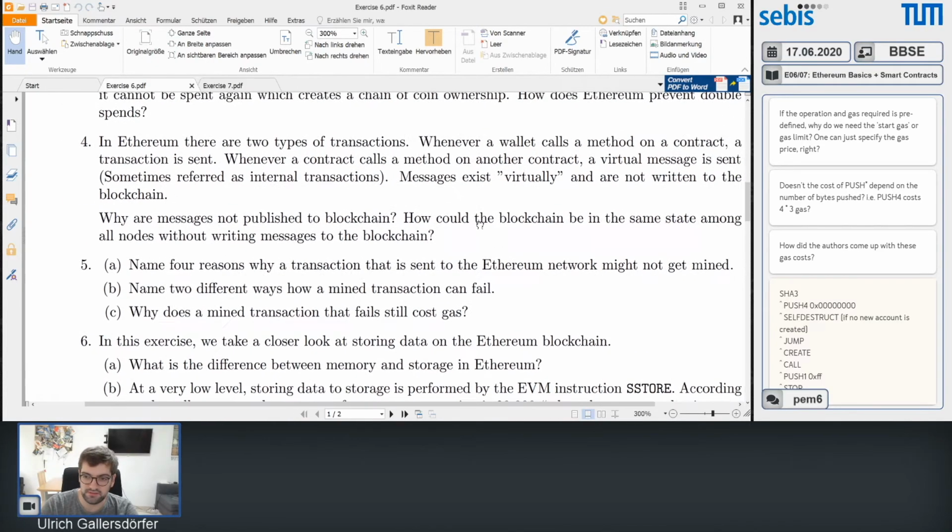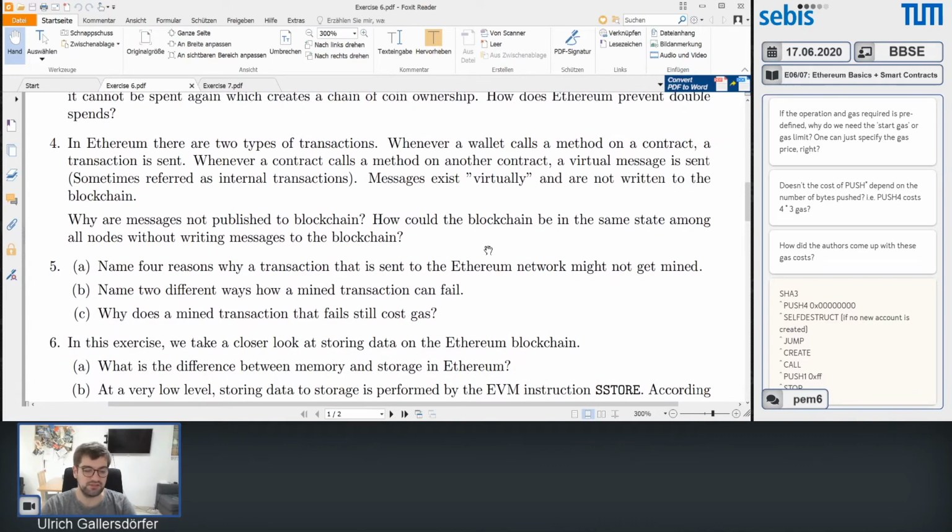How could the blockchain be in the same state among all nodes without writing messages to the blockchain? As I described, it's because of the implicit storage within the transaction.